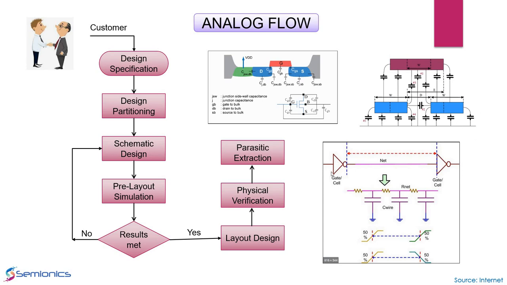Now assume you've done a point-to-point connection, right? So obviously there will be a resistance in the metal and the cap associated with it. All of this will be captured in a file called the parasitic extracted file. We call it a parasitic extracted netlist. So this netlist will have the design information along with the parasitics.